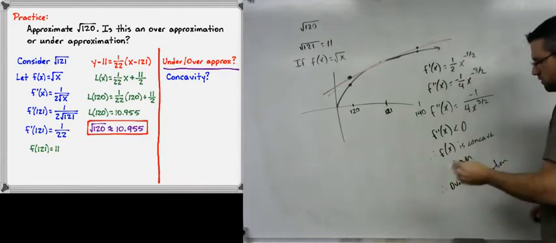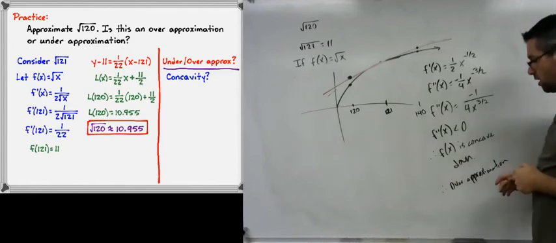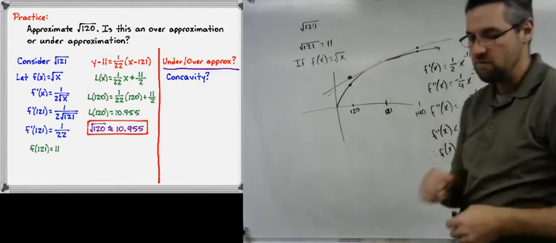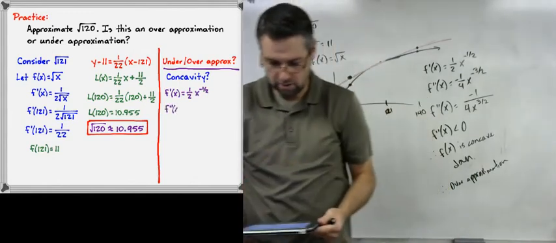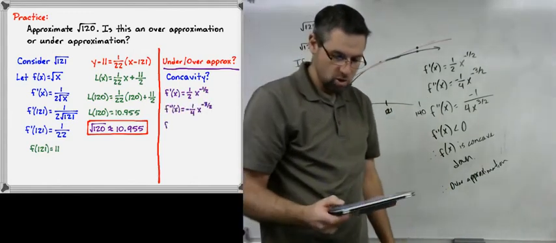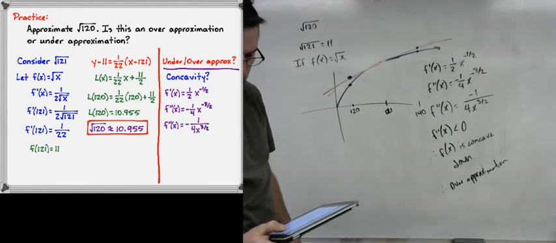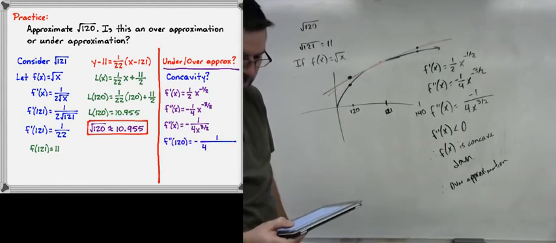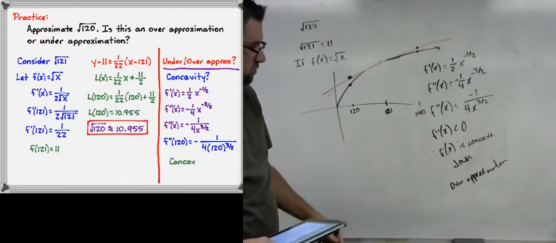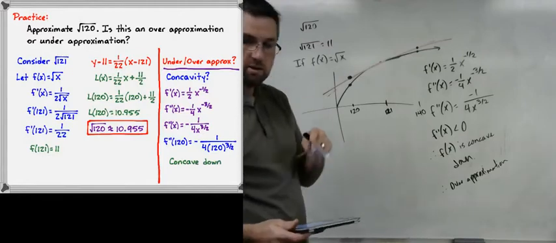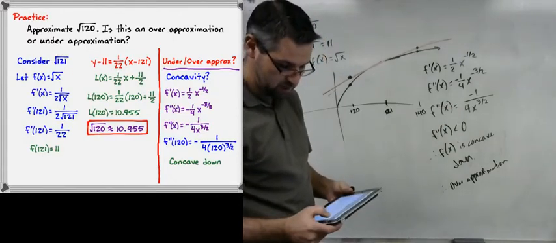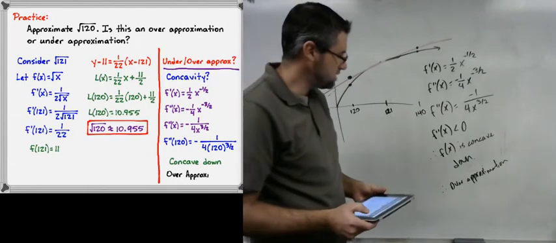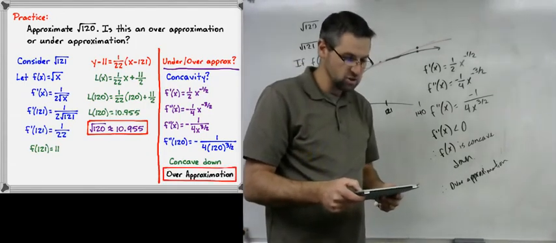Okay, so whether it's over or under is dependent on whether the function is concave up or concave down in the interval that we're talking about here. Okay, so we can see that f double prime of x is always going to be negative there. And I just use an example of 120 in the notes here, but we can see it's negative no matter what based on that domain. Since it's concave down, we would say that it's an over approximation.